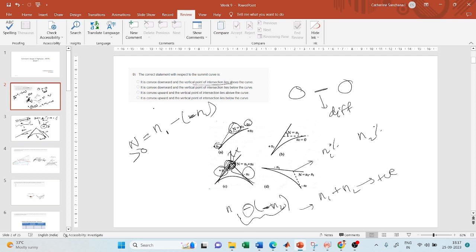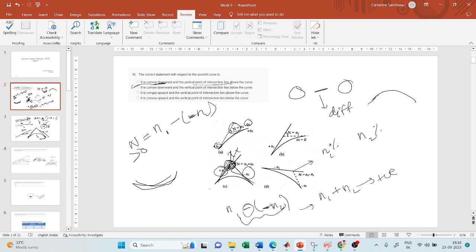So it is convex downward. So what is convex downward? So this is convex downward, right? And this is convex upward, right? So this is not the correct answer, because even though the second statement is correct, the vertical point of intersection should lie above the curve for summit curve. The statement which talks about the convexity is wrong. So it is not convex downward but convex upward.